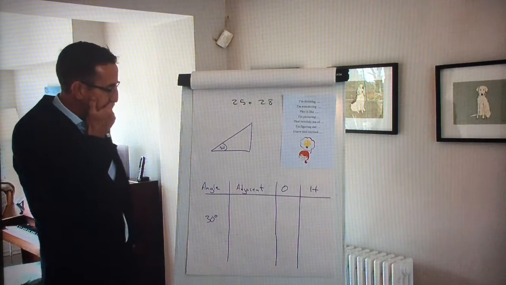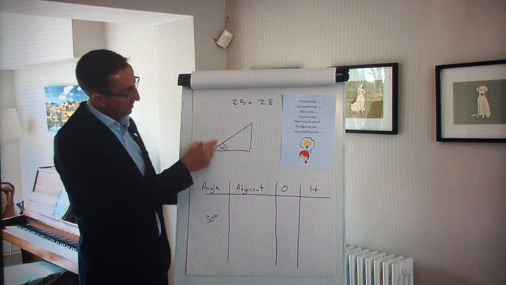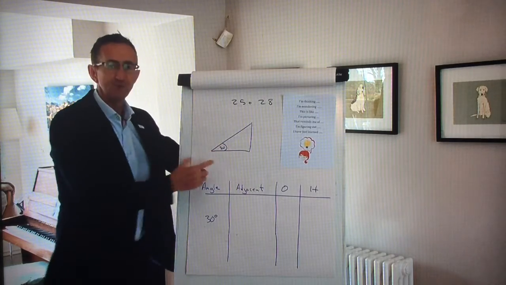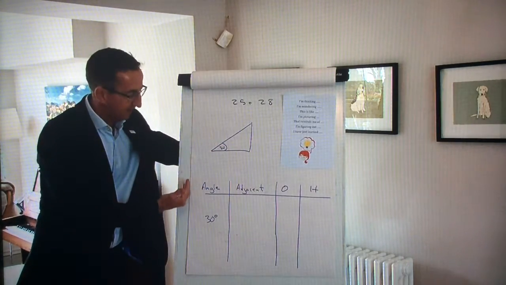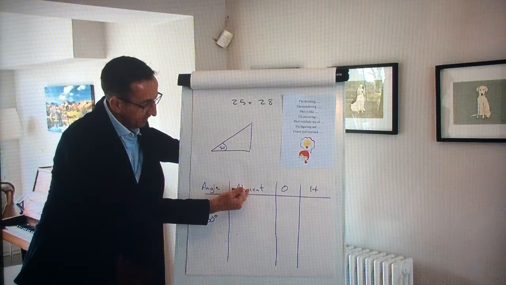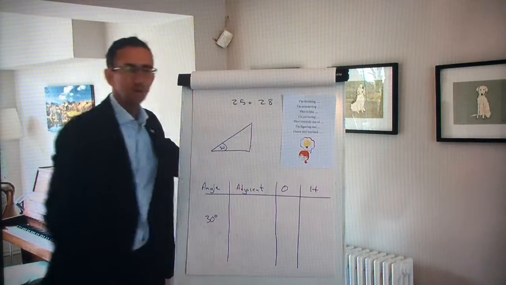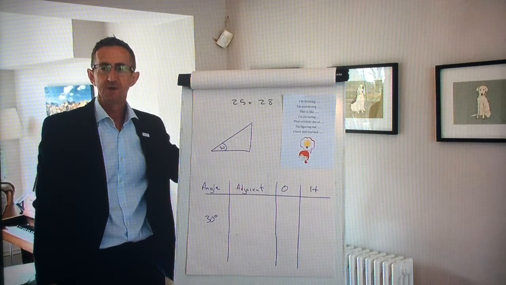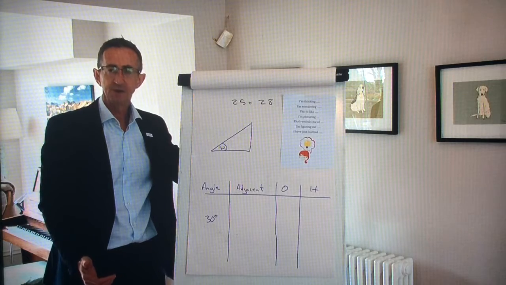And you say, okay, what you essentially get them to do is draw different triangles at different degrees. Measure the adjacent, measure the opposite, measure the hypotenuse, and just see what they notice. Any patterns that they notice.